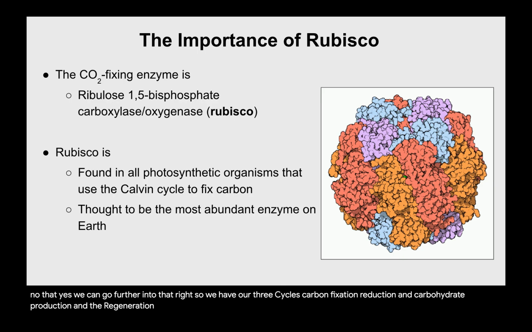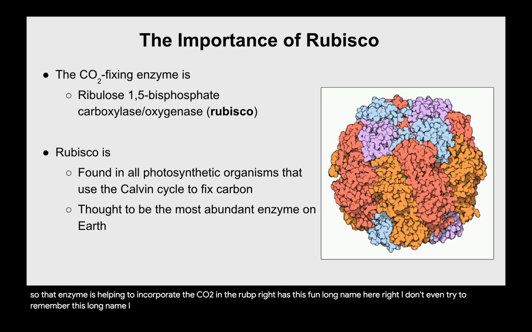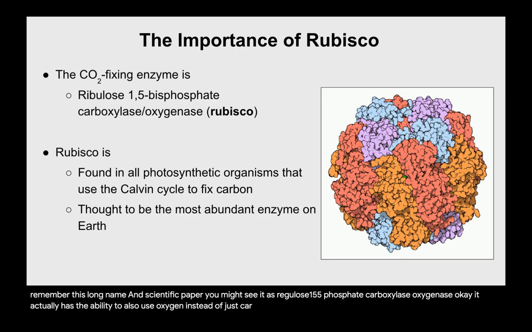Before we leave the dark reactions, I just want to reiterate how important that enzyme Rubisco is. That enzyme is helping to incorporate the CO2 into RUBP. It has this fun long name here. I don't even try to remember this long name. I call it Rubisco. Most of the world calls it Rubisco. In a scientific paper, you might see it as ribulose 1,5-bisphosphate carboxylase oxygenase. It actually has the ability to also use oxygen instead of just carbon dioxide.